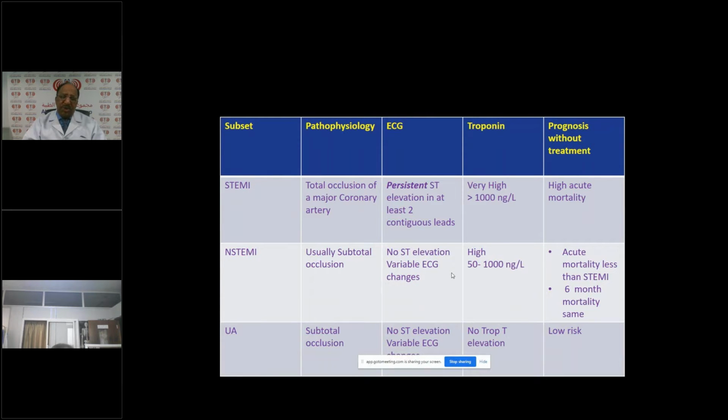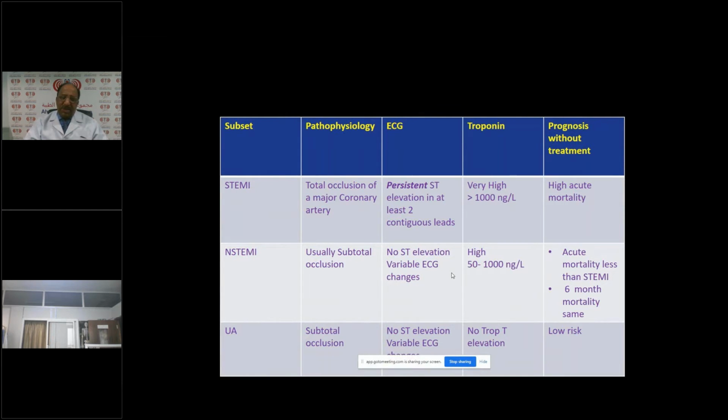NSTEMI is usually due to a subtotal occlusion, but can be due to a total occlusion also. And there is no ST elevation, and the ECG may show variable changes or no changes at all. ECG may be completely normal. And the troponin levels are usually between 50 and 1000 nanogram per liter. The acute mortality is less than STEMI, but the 6-month mortality is almost the same.